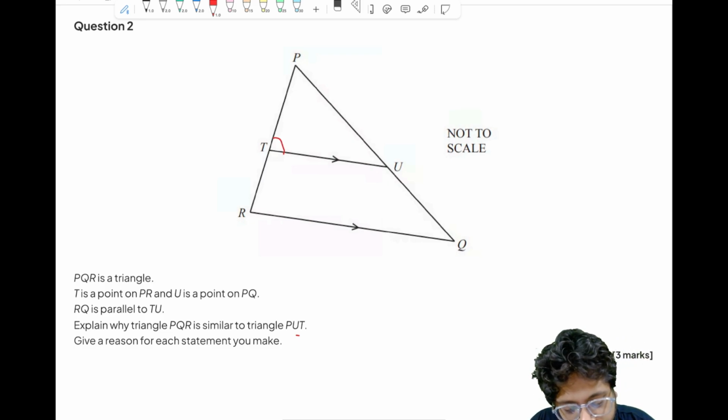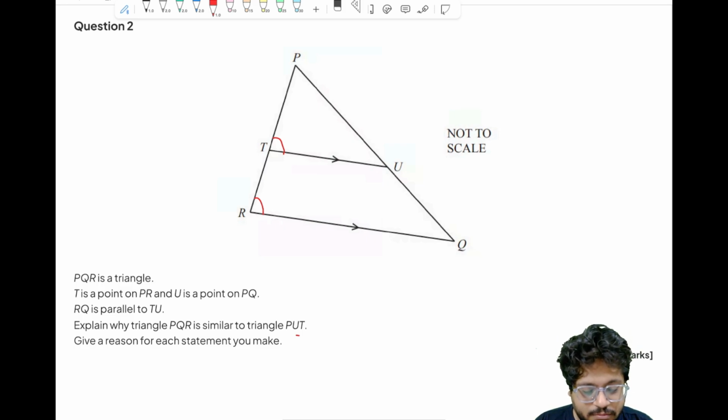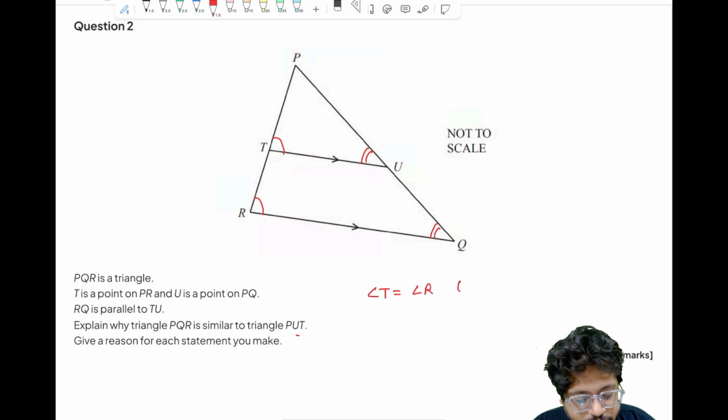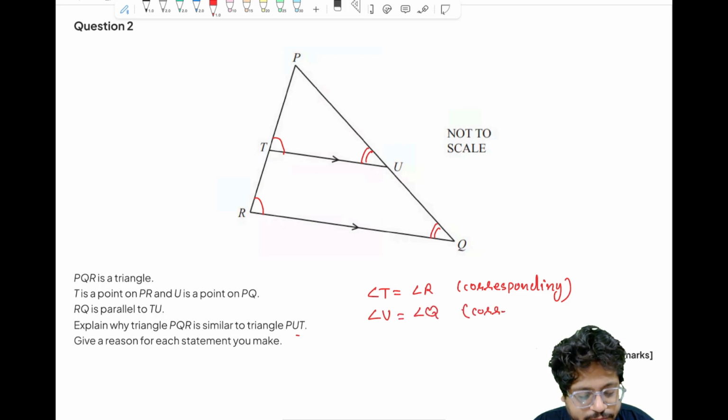So angle T will be equal to angle R because they are corresponding angles and the two lines are parallel to each other, as well as angle U will be equal to angle Q, same reason, because corresponding angles. So let's write the reason. Angle T is equal to angle R, corresponding angles. Similarly, angle U is equal to angle Q, same reason, corresponding.